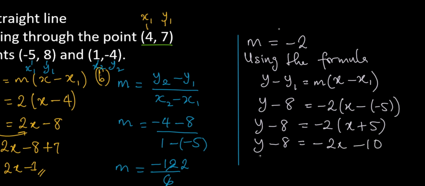So we can take y is equal to minus 2x minus 10, and we take the minus 8 to the other side. It becomes minus 10 plus 8, which gives us minus 2, and that gives us the final answer for this. Okay, this is where we're going to stop on this.